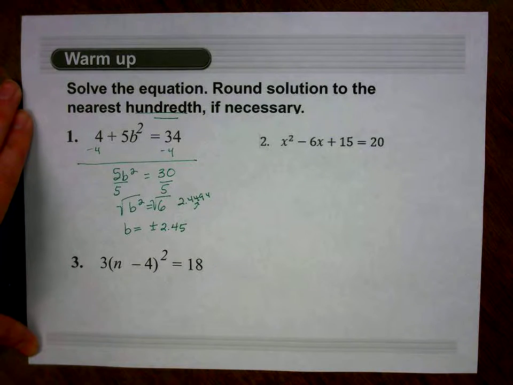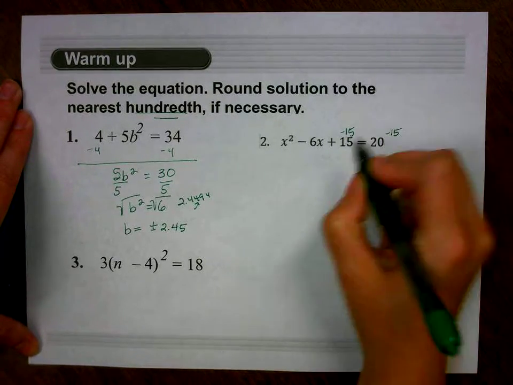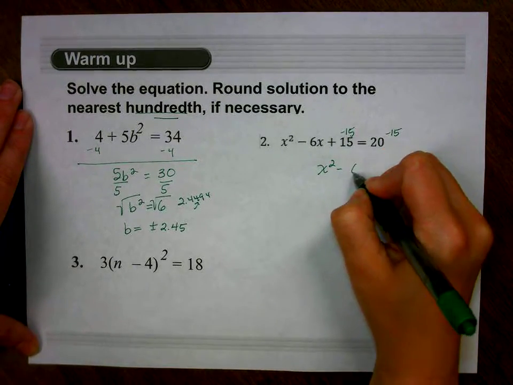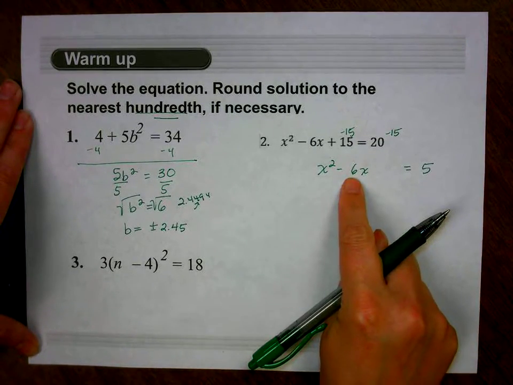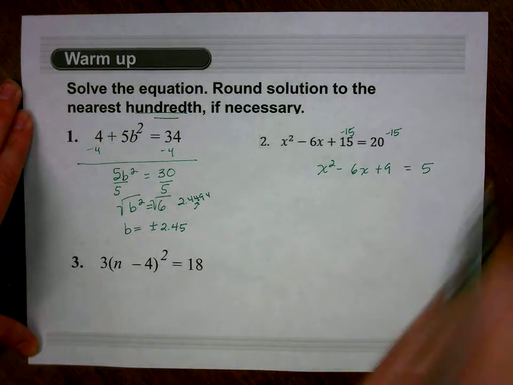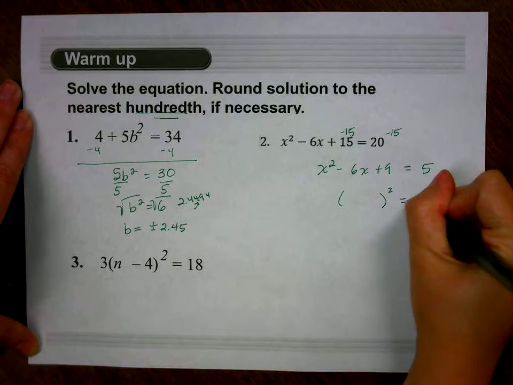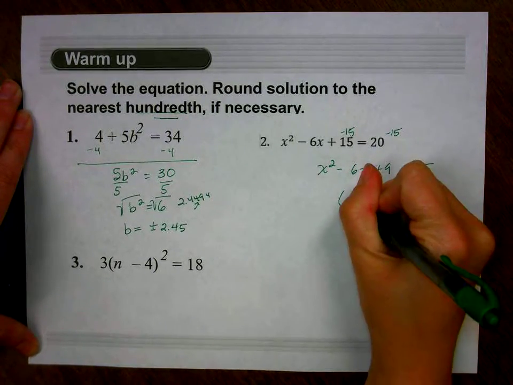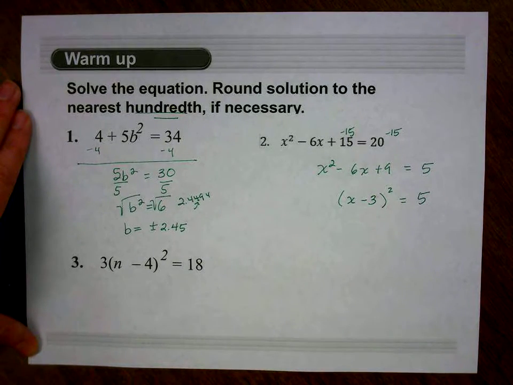Alright, next one's not going to be quite so easy, so I'm going to go ahead and complete the square. I'm going to go ahead and subtract out that 15 from both sides. So I have x squared minus 6x, I'm going to leave a space here, equals 5. Take half of negative 6, which would be negative 3, and I'm going to square it, which would be positive 9. Alright, so then I'm going to go ahead and put it into my problem here. So this looks like it's going to be x minus 3 squared equals 5.